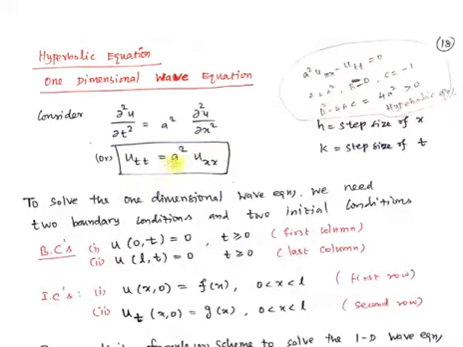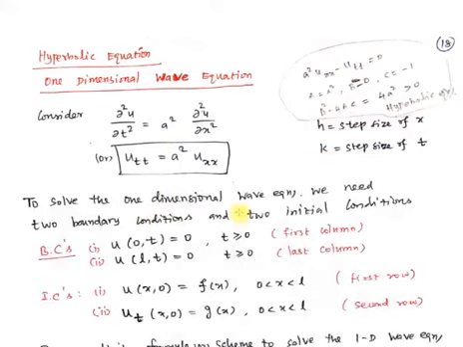Here it can be rewritten as a² u_xx − u_tt = 0. Therefore, a = a², b = 0, c = −1. Therefore, b² − 4ac = 4a², which is greater than 0. Therefore, it is a hyperbolic PDE. Now, h is the step size of x, and k is the step size of t.